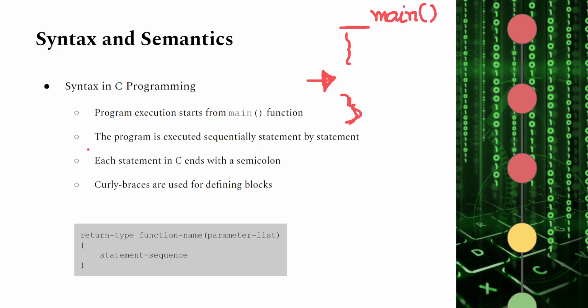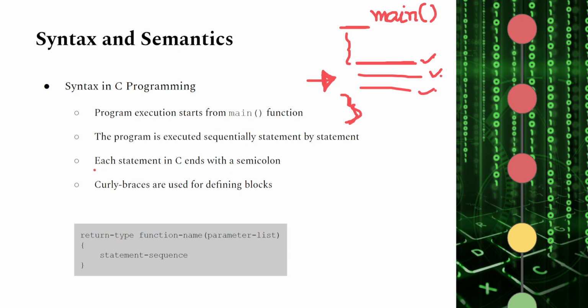So after the code starts from main, it goes from line to line. Whatever is written in the first line will be executed, then the second line, then the third line. It does not skip, like doing the first line, then the third line, then the second line. No, it never happens. It will always follow first, second, third sequentially. So these are the syntax rules of a programming language.